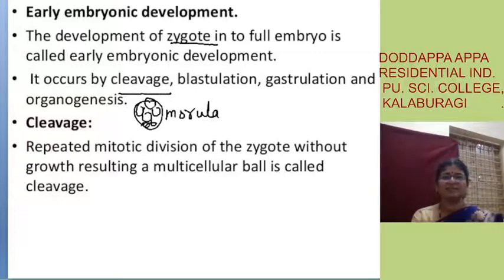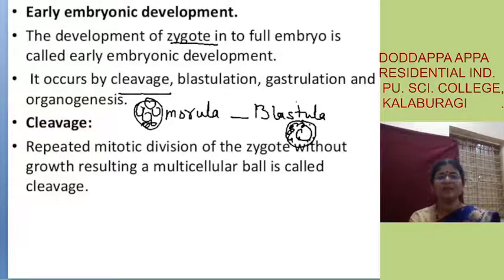And the cells here, again they will divide, redivide and form the next stage of embryo, which is called blastula. See, blastula, here the cells are arranged in such a way that it will form a hollow ball of cells. So here you will see a cavity, and here you will see the arrangement of the cells. This cavity is called blastocoel. And this process of formation of blastula is called blastulation. Formation of morula from the zygote is called morulation.